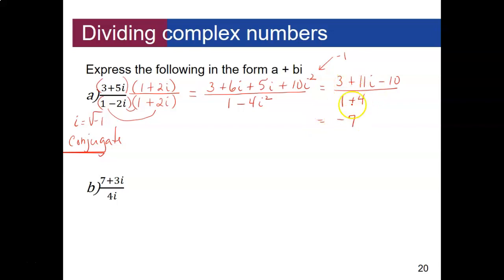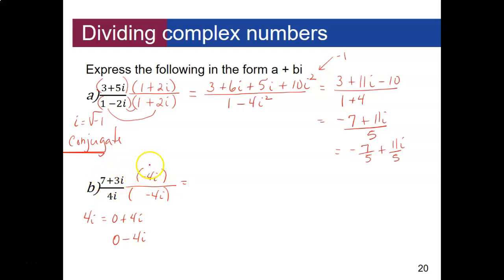Here I have -7, combining the 3 and the -10 together. And then I have 5 for the denominator. So I have -7 fifths plus 11 fifths i. If I come down to this example here, I have to remember that 4i is actually 0 plus 4i. So the conjugate of 0 plus 4i is going to be 0 minus 4i. And that's what I need to multiply this by, 0 minus 4i. And to simplify it, I'm actually going to not put the 0 there. So I'm just going to have -4i is what I'm multiplying by.